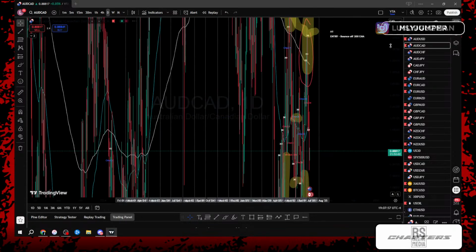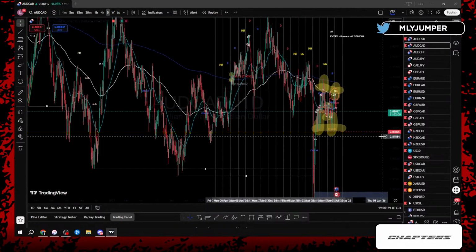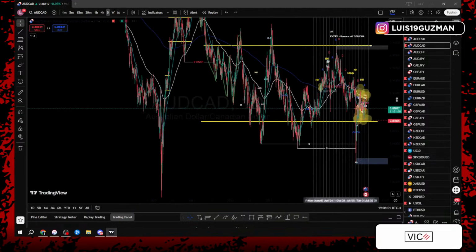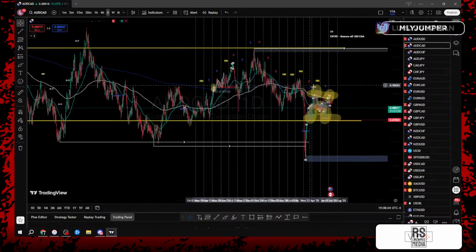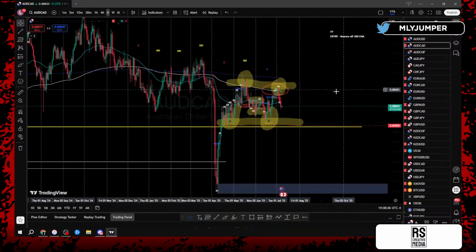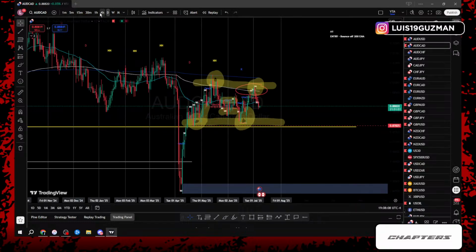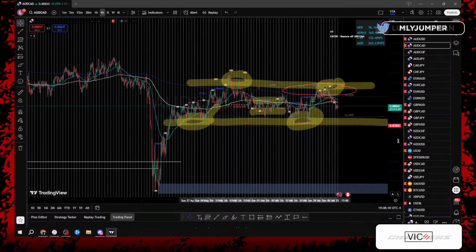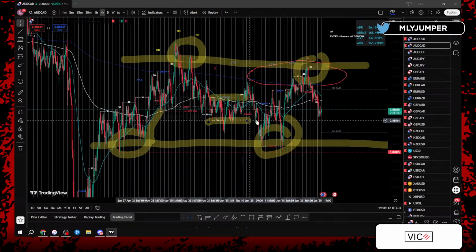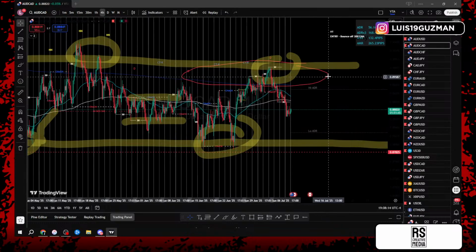AUD CAD. Right, this is another pair that isn't a downtrend. We're in A1. We're still in the first zone of consolidation. We're still trapped in this little area on the daily time frame, which we could see a little better on the 4-hour. Right, we have no continuations here for now.